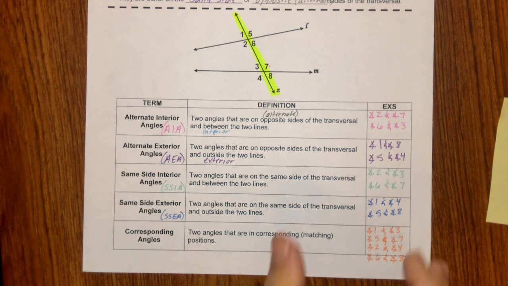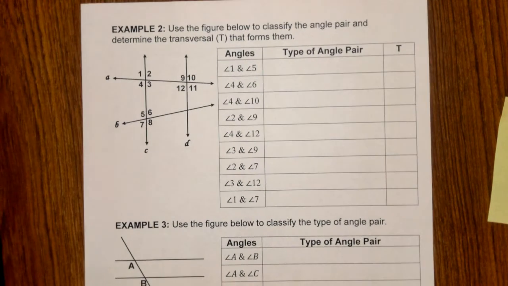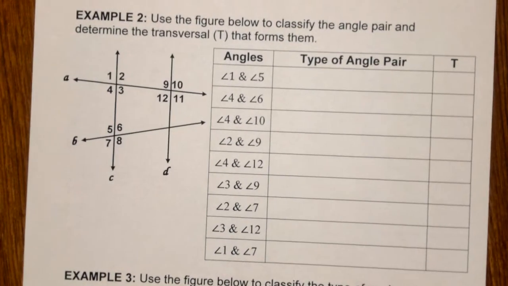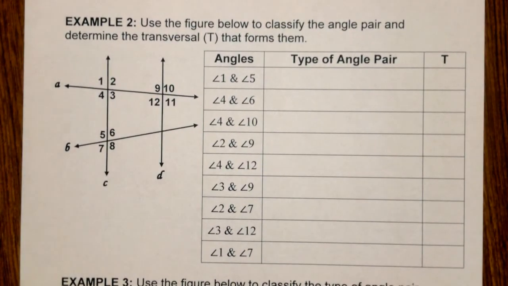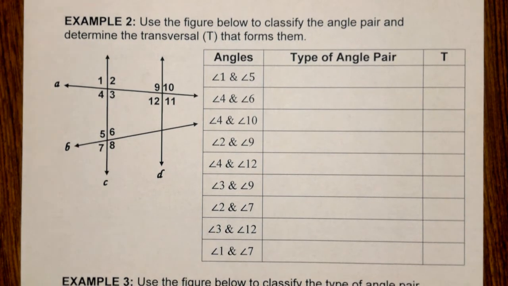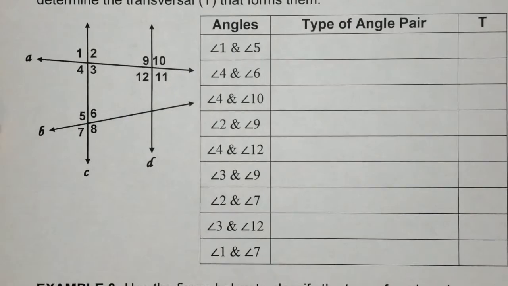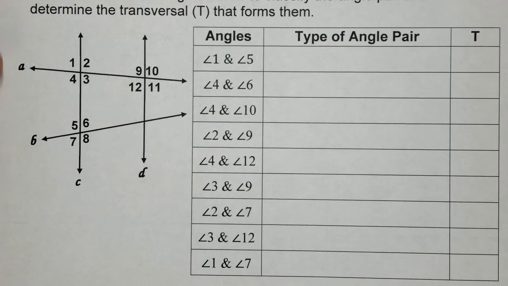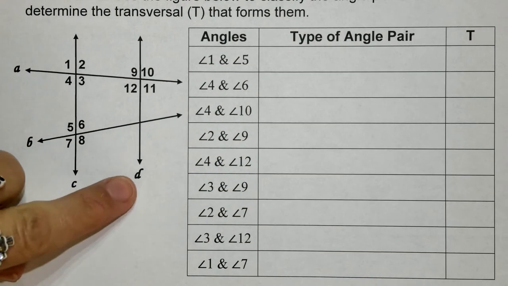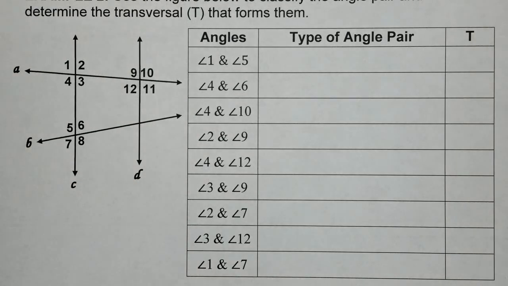Now we're going to have some we do, you do's going on here. Okay? We are going to look at these. We're going to look at some angle pairs, identify which of these 5 that we just talked about and what the transversal is. So we're going to have to identify which line, because now we have several lines. We have line A, B, C, and D. So I'll start you guys off.